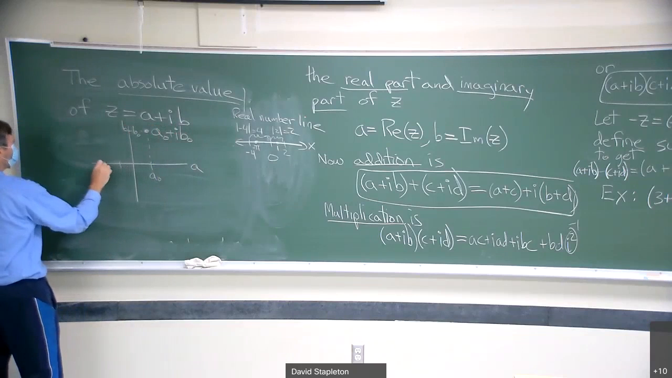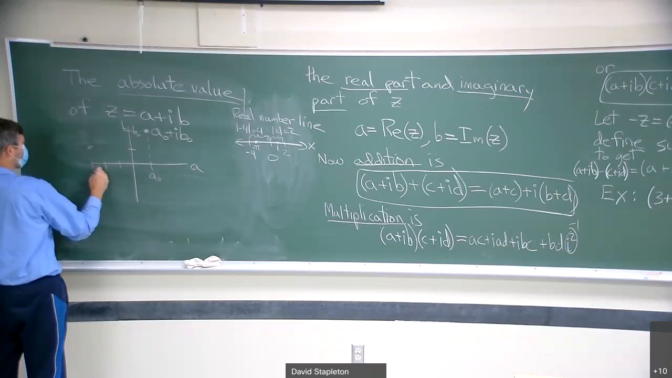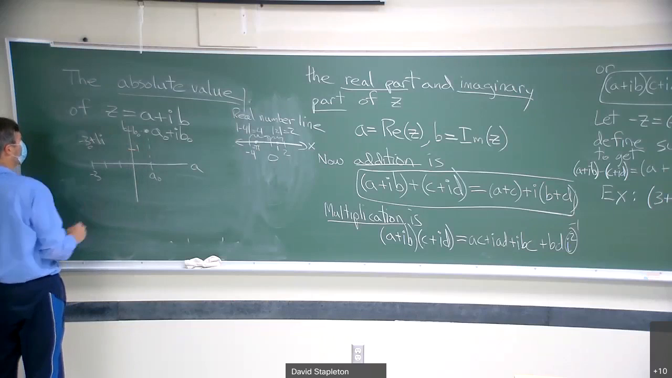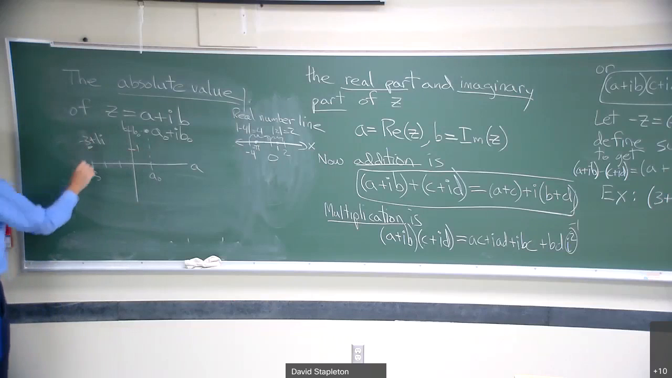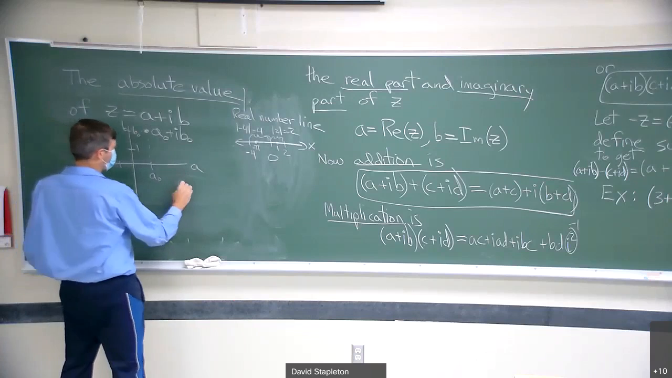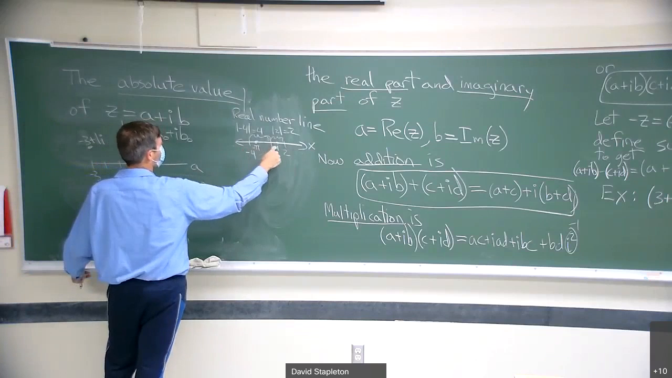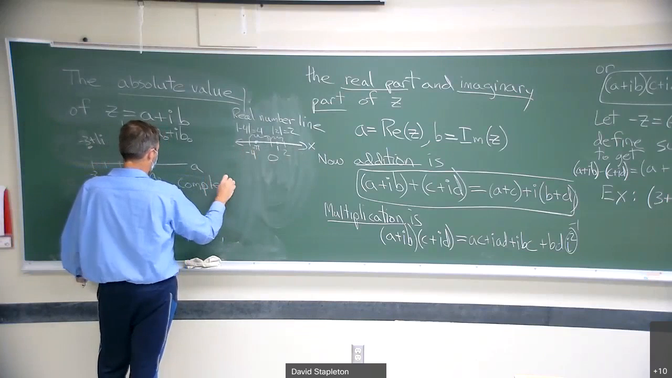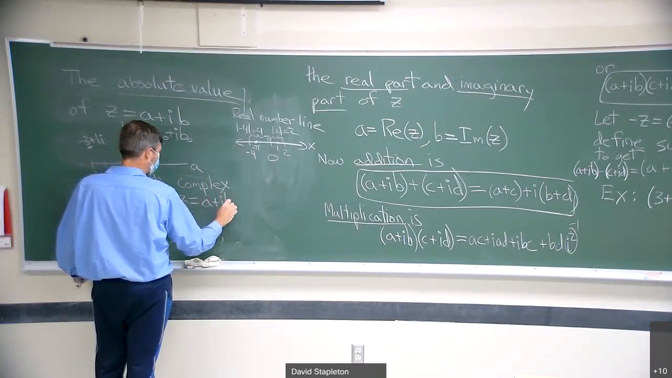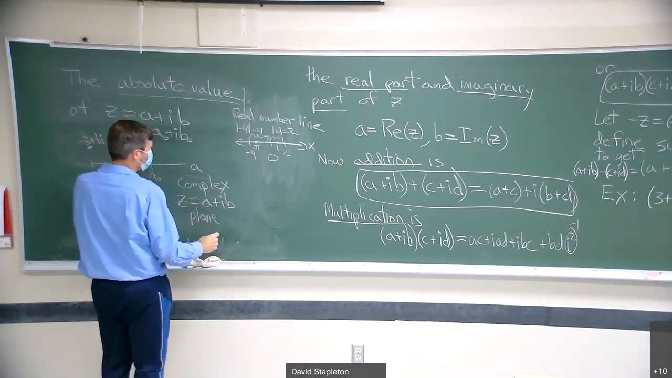So if I go 3 units this way and 1 unit this way, this corresponds to the number minus 3 plus 1i. So we'll put a one-to-one correspondence between the points in the complex plane, instead of a one-to-one correspondence between the points on the real number line. So this is the complex z equals a plus ib plane, each point identifying a unique complex number.